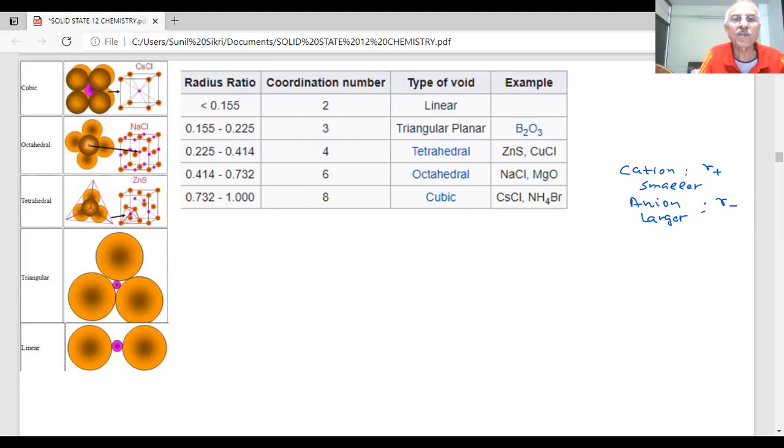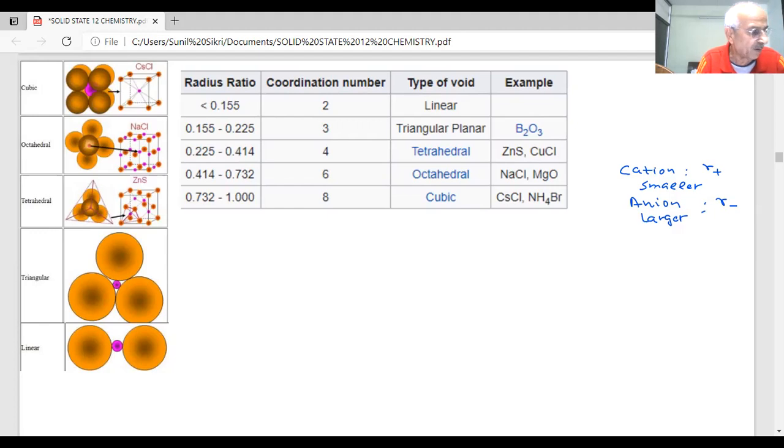So R plus by R minus is called the radius ratio: radius of the cation divided by the radius of the anion. Generally, what we are trying to say, students, is that the larger ions are occupying the crystal lattice sites, the closed pack sites. If they are occupying the closed pack sites, then what will happen? There are two types of voids we have shown. The number of lattice sites is equal to the number of closed pack particles. We already told you the number of tetrahedral and octahedral voids.